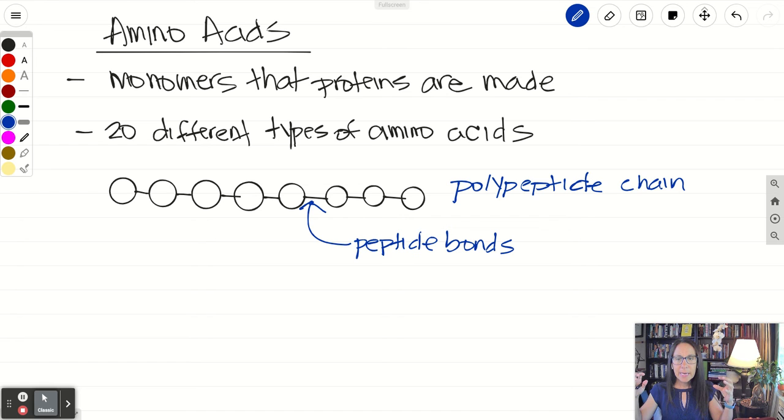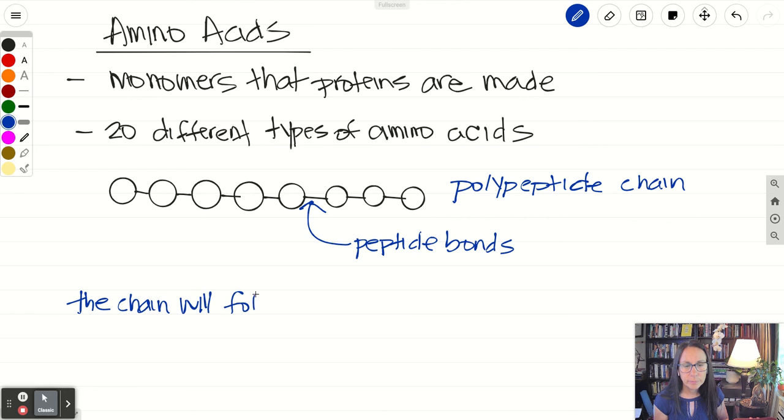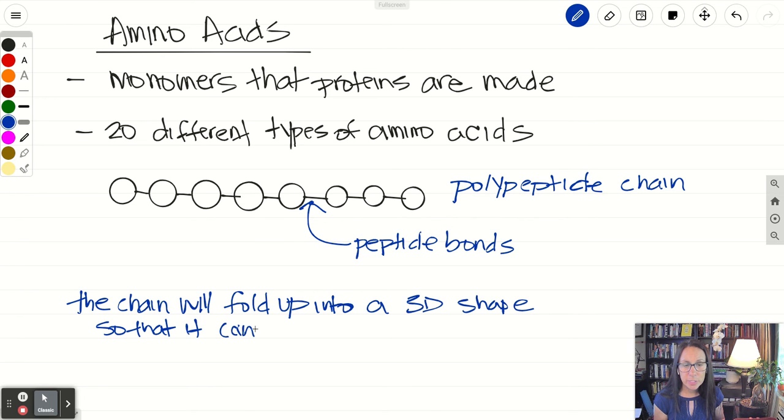Each amino acid has a certain property, and the chain will then fold up into its specific shape, like the shapes we saw earlier. So I'm going to write this down. The chain will fold up into a three-dimensional shape, a 3D shape, depending on what the function is, depending on what the protein is, so that it can do its function.